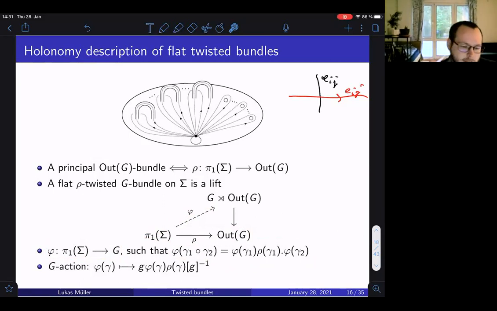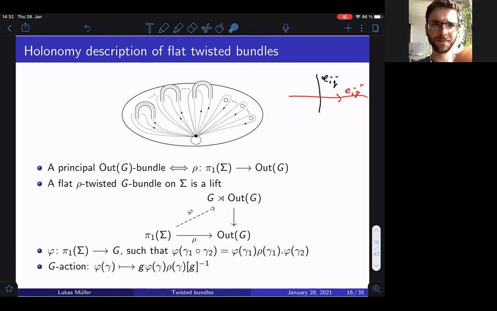And the action of gauge transformations of G on this is now not given by conjugation, but you need to twist the conjugation on the right. And this is, for example, also the description of flat twisted bundles which appears in the work of Meinrenken.